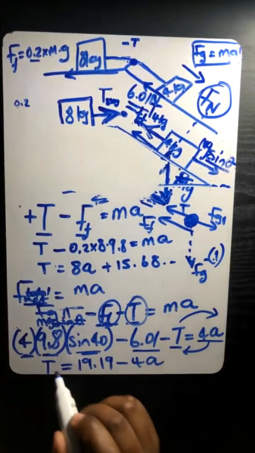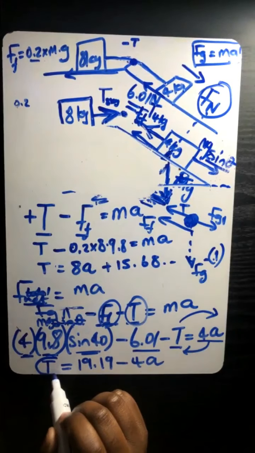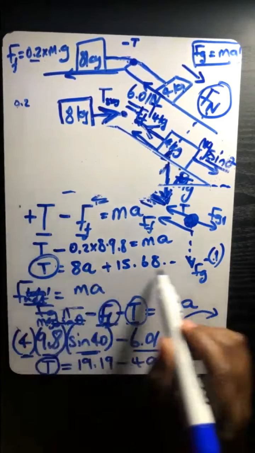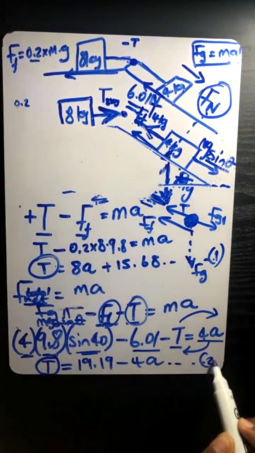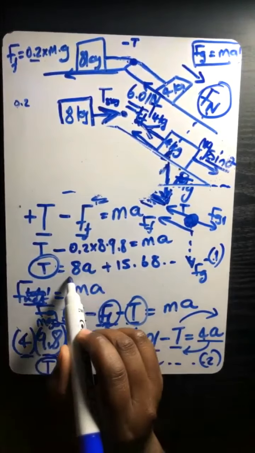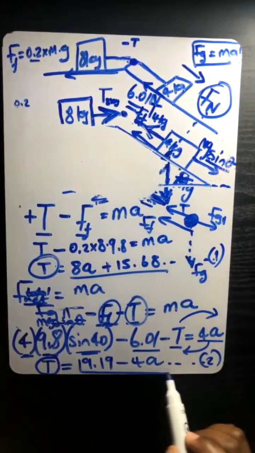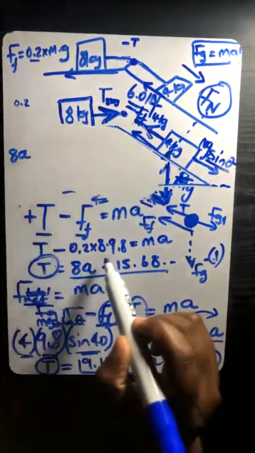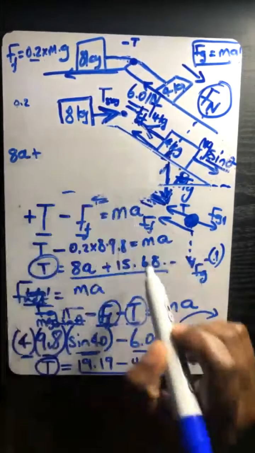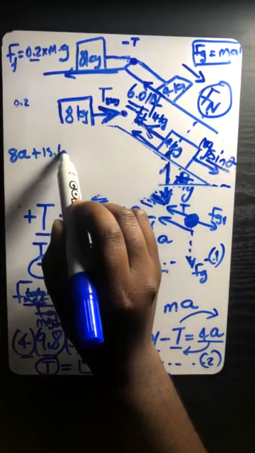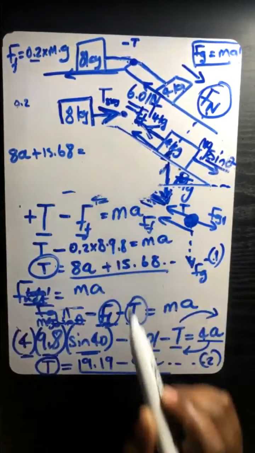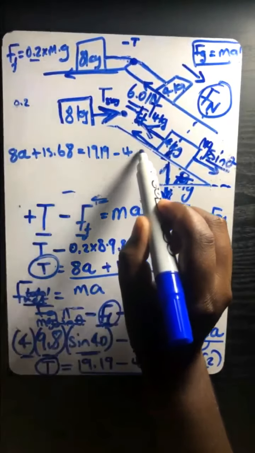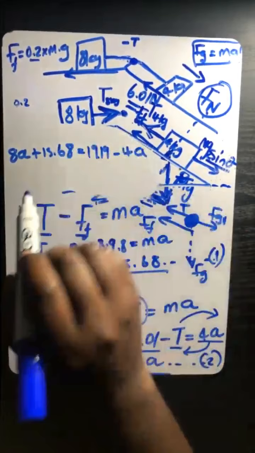So we made T the subject of the formula so that we can equate it with that. This is equation number one. This is equation number two. So you equate this to that, and then you solve for A. Let me see. It's actually 8A, which is that one, plus 15.68. You equate it to 19.19 minus 4A. Then you can transpose.